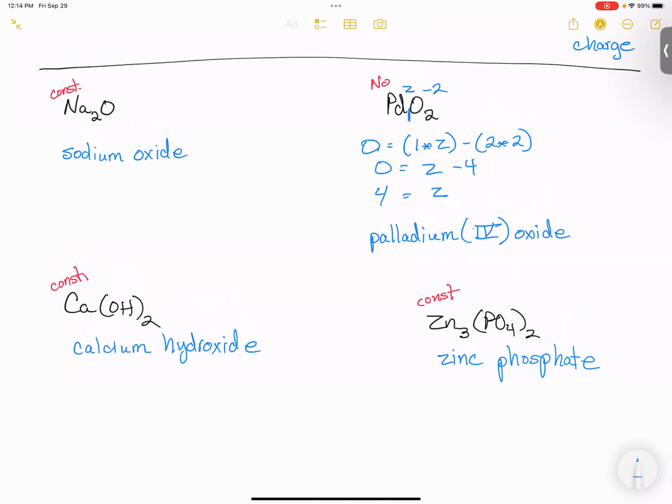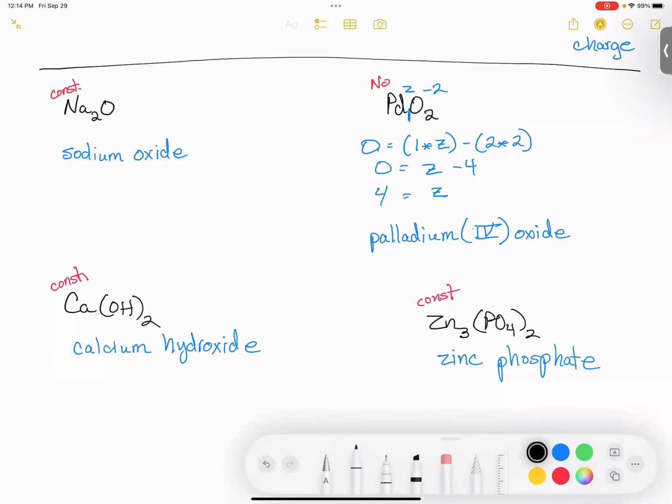And then you name the anion, which is oxide. That's not a 2, that's a z. Maybe I'll put a little line in there so it doesn't look like a 2. You can use any variable you want. Okay. Questions?